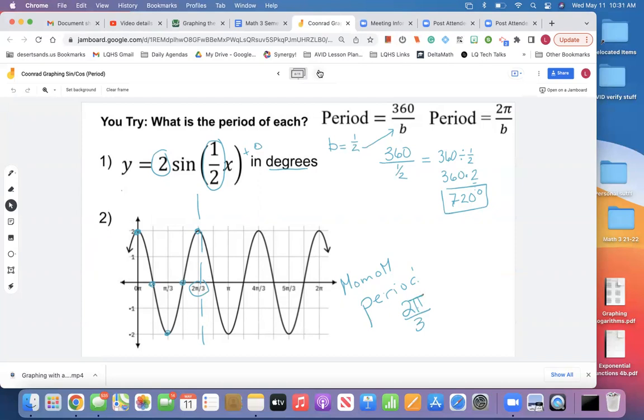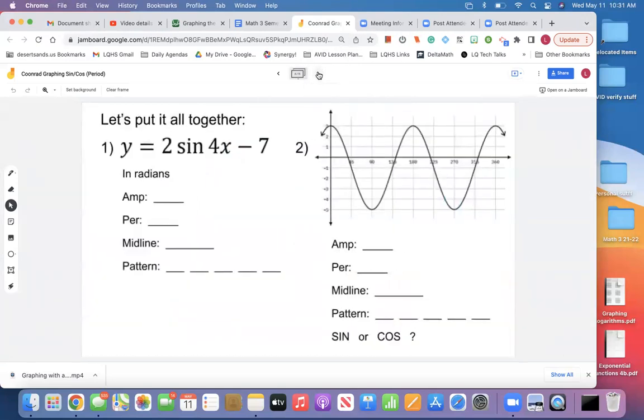And so that is the period. We don't know what the b is. We'd have to solve for b, but that's the answer to the question of what the period is. All right, so now we're going to put it all together. Okay, here we go. We're going to notice that we are in radians. That's great. The amplitude is 2. The midline is at y equals -7.